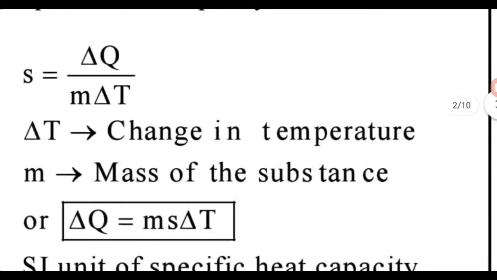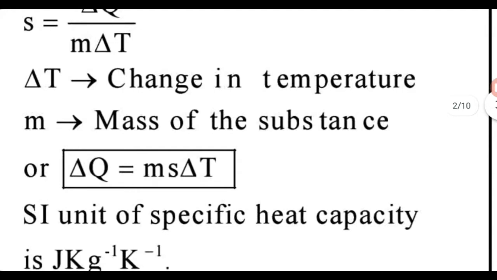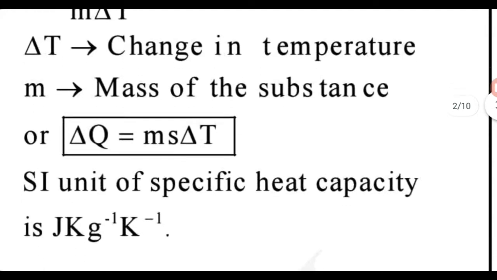The quantity specific heat capacity will be a constant for a particular substance. So for different substances, the specific heat capacity will be different. The SI unit of specific heat capacity will be joule per kilogram per Kelvin or joule per kilogram per degree Celsius.